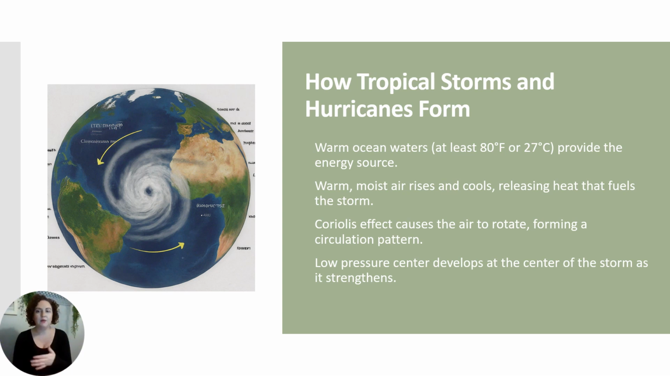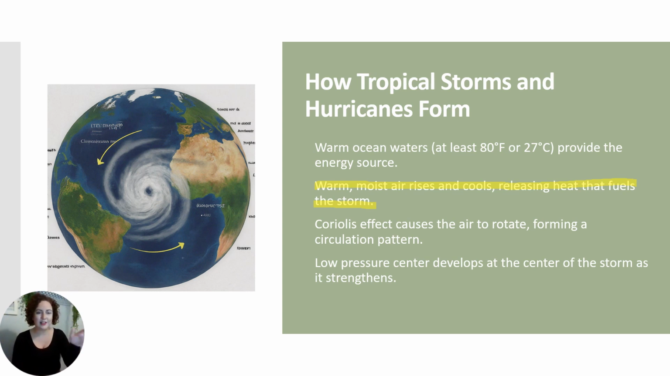As we can tell, if we just look at these key terms right here, warm, moist air rising and cooling, releasing heat and fueling the storm. This is the exact same way that blizzards start to form. I mean, no, not blizzards, sorry. Reverse that. How thunderstorms start to form, and tornadoes can also form in a similar pattern.